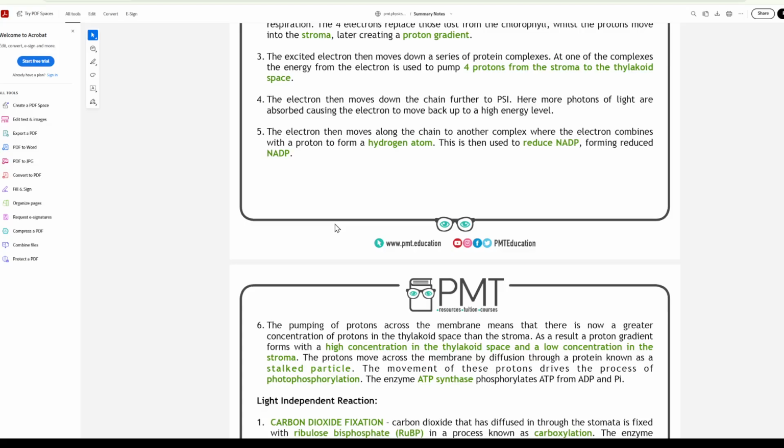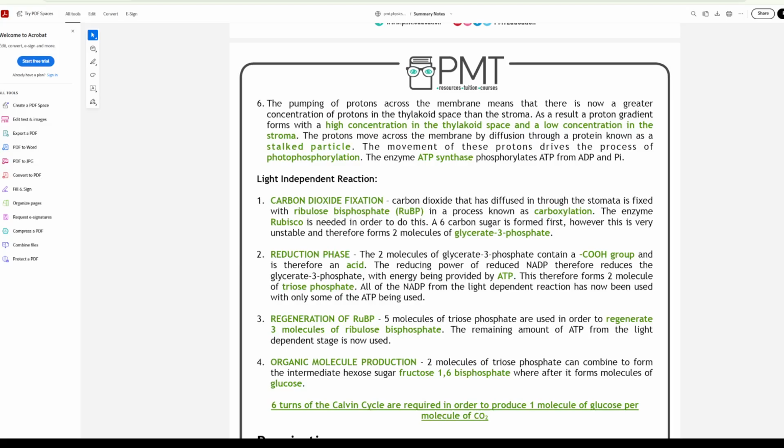The electron then moves along the chain to another complex where the electron combines with a proton to form a hydrogen atom. This is then used to reduce NADP, forming reduced NADP. Okay, perfect. The pumping of protons across membranes means that there is now a greater concentration of protons in the thylakoid space than the stroma. As a result, a proton gradient forms, with a high concentration in the thylakoid space and a low concentration in the stroma. The protons move across the membrane by diffusion through a protein known as a stalked particle.